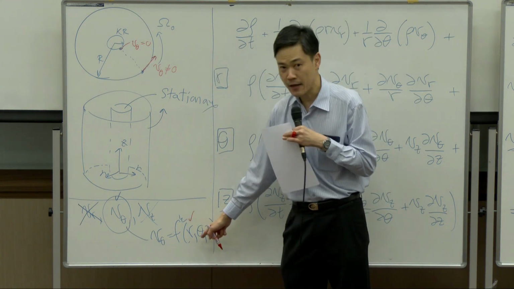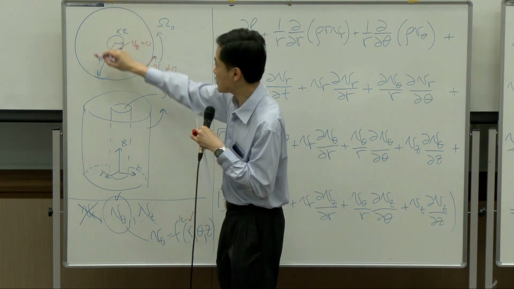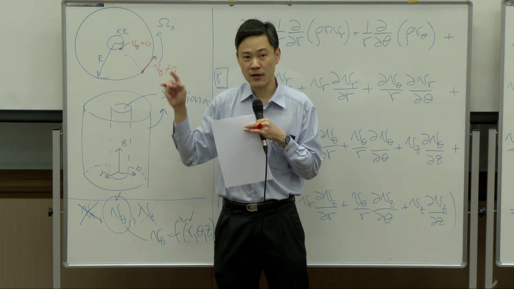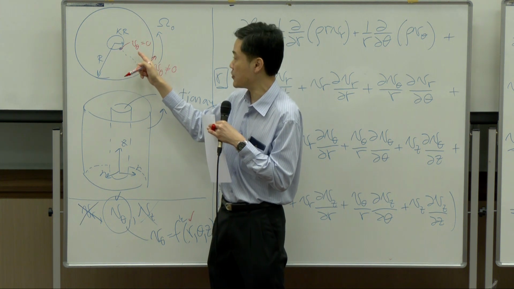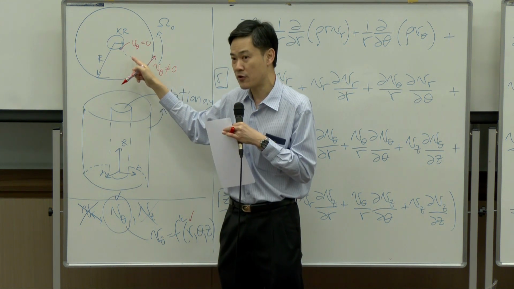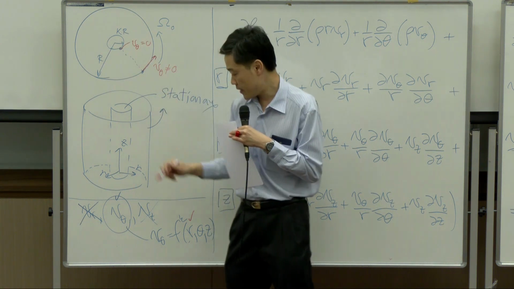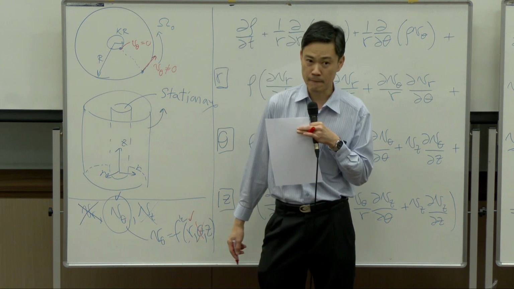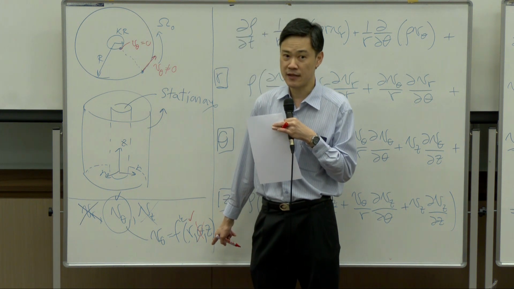Is it a function of theta? That means going around this circle, does it change? If you imagine it does change, let's say it's going faster, it cannot come back to the original point. So with a symmetry picture like this, there's no way that V theta would be a function of theta. So it is not a function of theta. Okay? What about z? Is it a function of z?